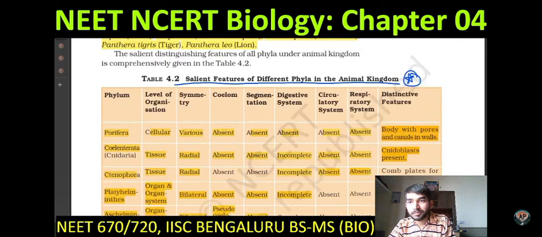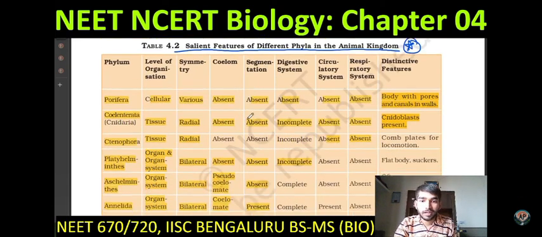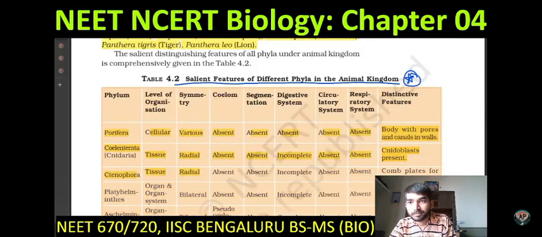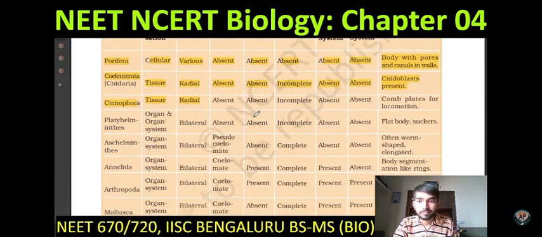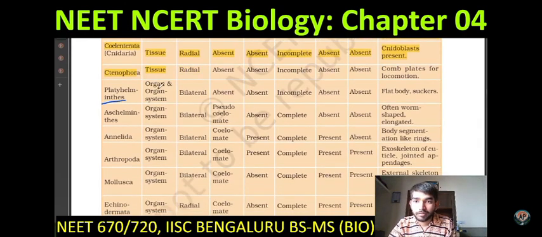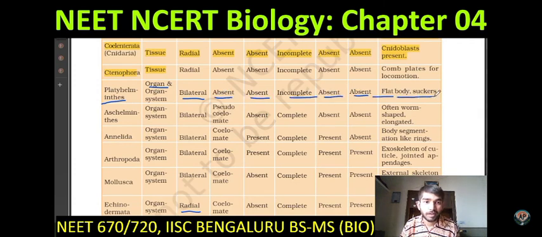Next is Platyhelminthes. Platyhelminthes have organ level. They have also written organ system for some platyhelminthes, but it's mostly organ. Now after this, everyone is bilateral symmetry except for Echinodermata. They don't have coelom, everything is absent, flat body and sucker. Remember the examples also here.